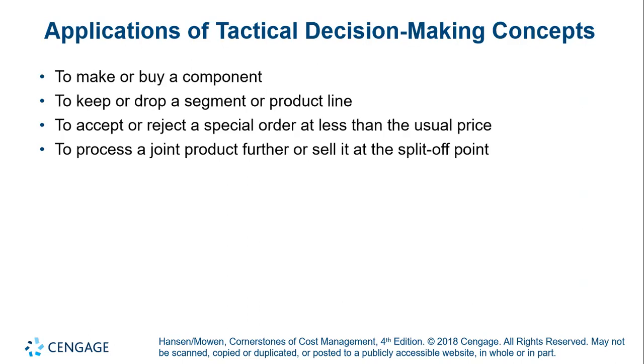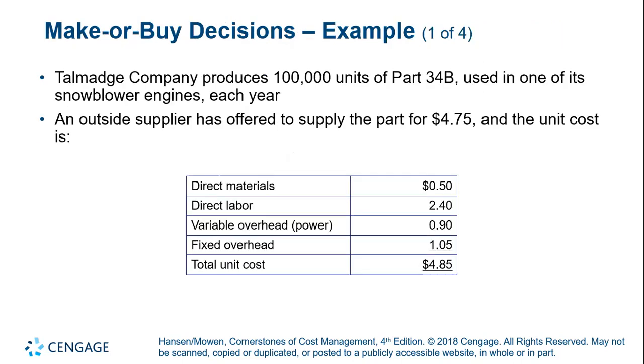Now, in chapter 10 of Vanderbeck, we have already discussed relevant costing, and there are two among the four that we have really focused on, and these are to make or buy a component and to accept or reject a special order at less than the usual price. So for the make or buy decision, we have an example.